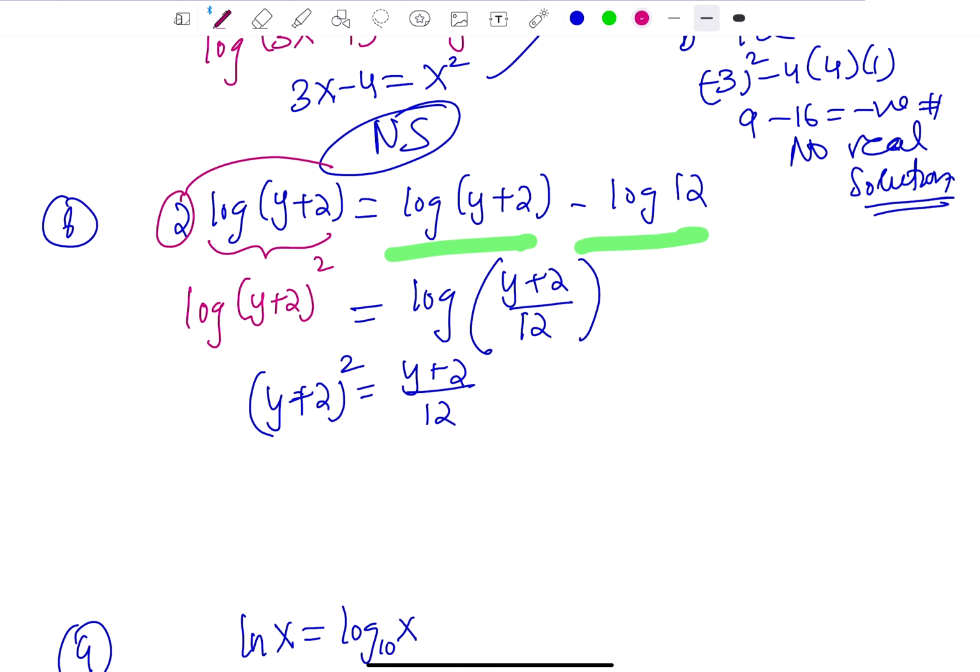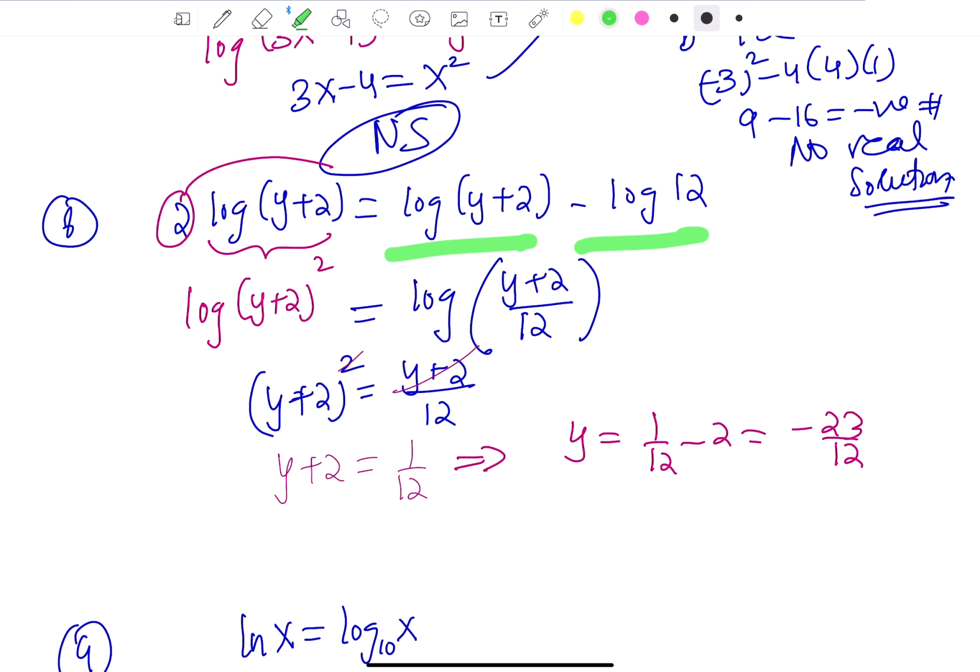Let's go ahead and solve it. We can make our life easy by canceling one of these factors here. So we'd be left with y plus 2 equals 1 over 12, which gives me y is equal to 1 over 12 minus 2, which is negative 23 over 12. And if I plug that back into the problem, negative 23 over 12 is going to be less than negative 2.